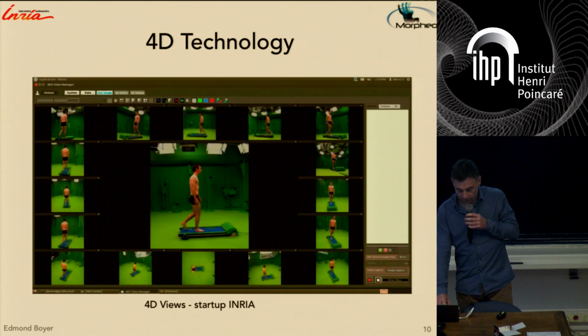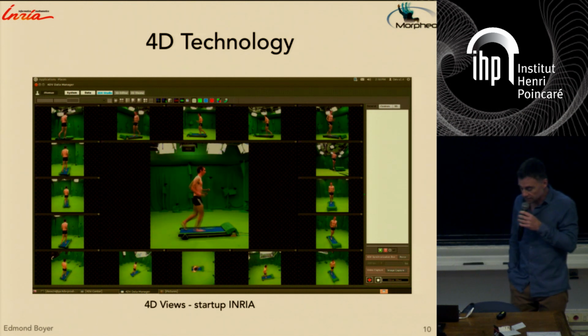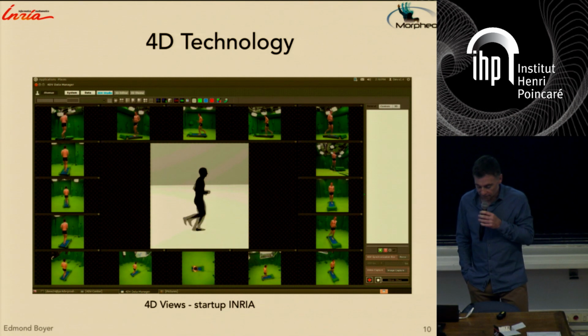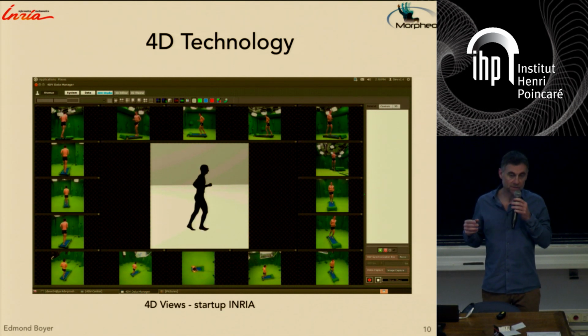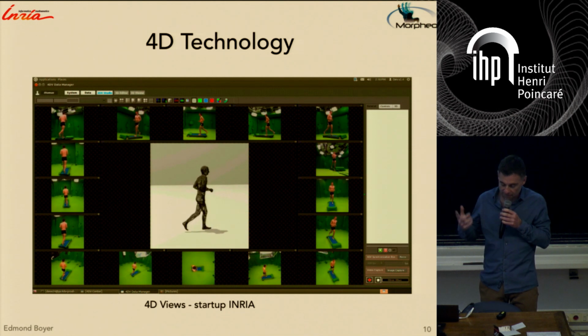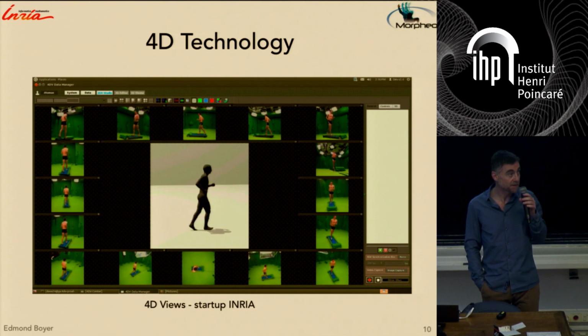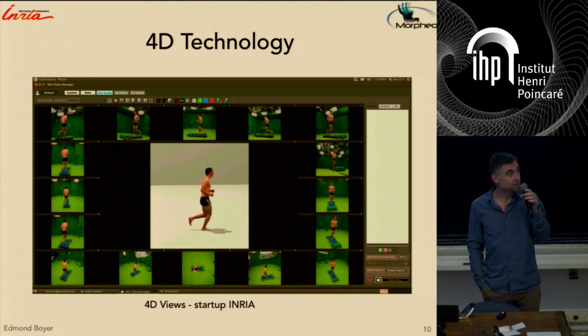So about the technology, we have a startup at INRIA that sells the capture system. And this is a typical example of the capture system. We start with the images, we extract the silhouettes in the image, and from the silhouettes and the images, we estimate geometric information in space. And so we will see a 3D model.